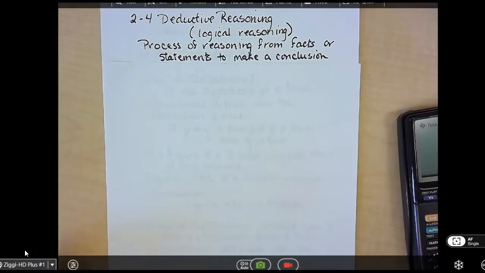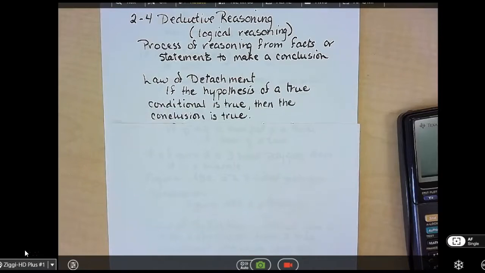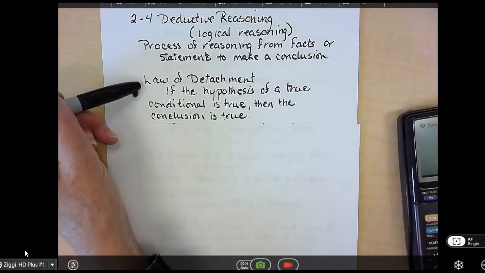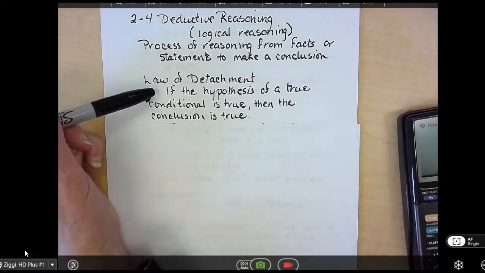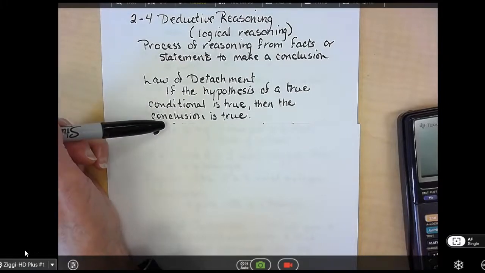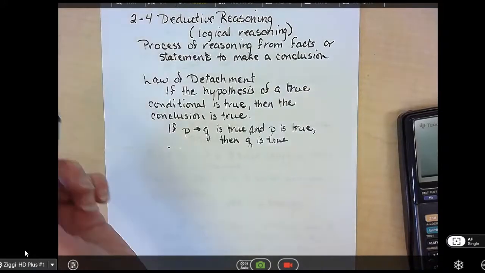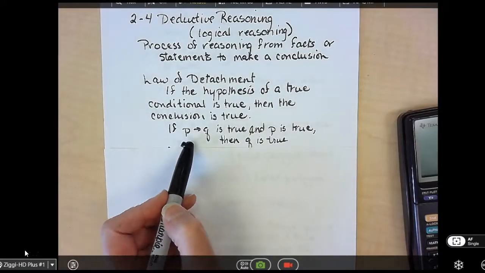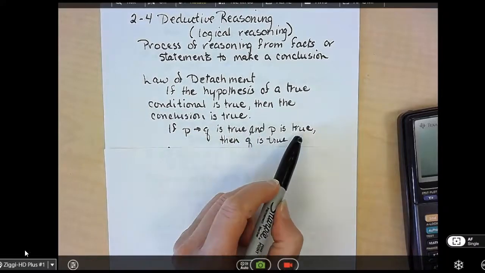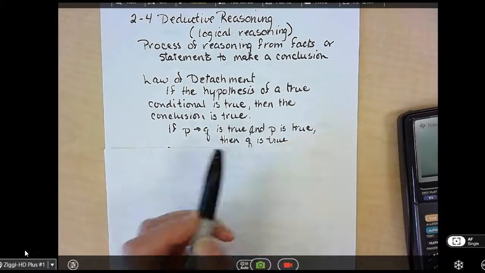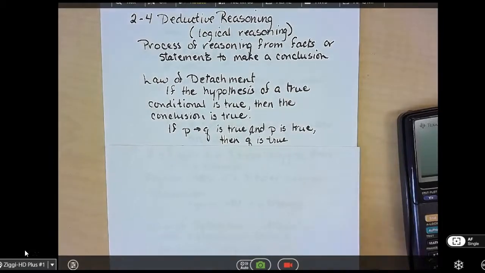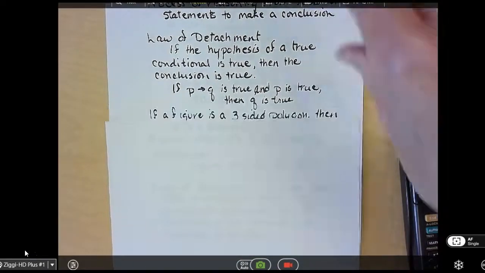So there's two types of deductive reasoning we're going to talk about that we can make conclusions from the information we have. So the first one is law of detachment. If the hypothesis of a true conditional is true, then the conclusion is true. So what happens is, if you write abbreviations, if P then Q is true, and P is true, then Q is true. So what you will have in homework would look something like this.